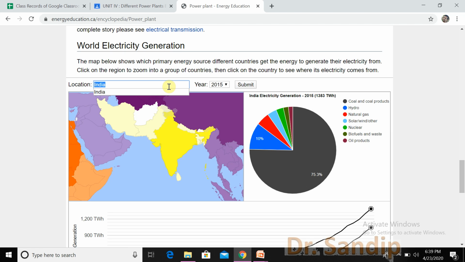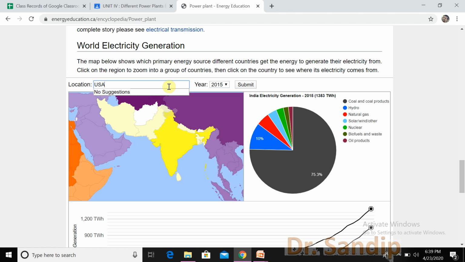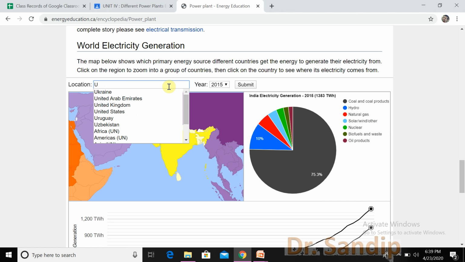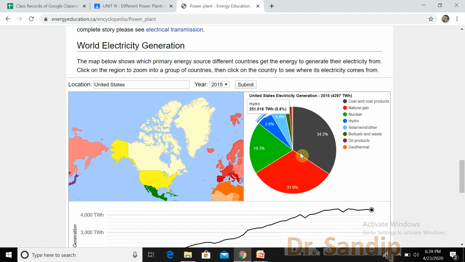You can type, let's check USA here. If we check USA, we don't have that. So let's say United Kingdom, United States, there it is. Okay, let's take United States. Looking at the United States, we can see that natural gas is 31.9%. What is interesting is that nuclear power plant use is actually 19.3%, and solar power is 5.4%. Not much higher than India, but still comparatively better, and so on.